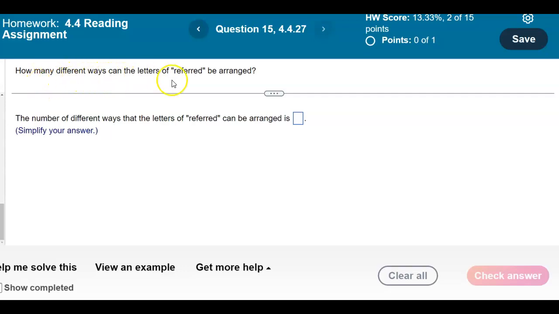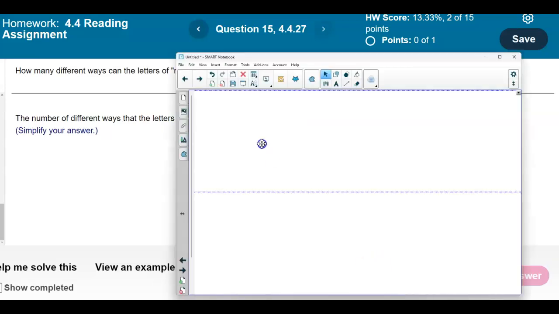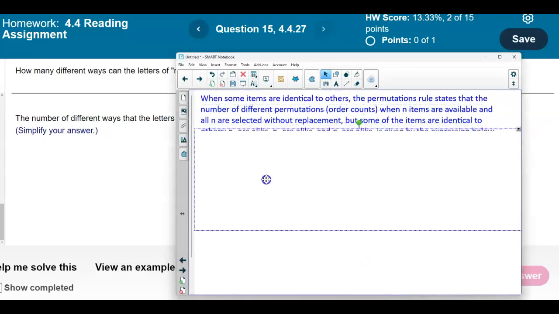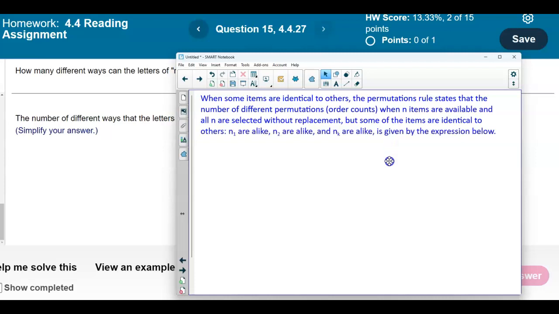How many different ways can the letters of "referred" be arranged? Well, first, when some items are identical to others, the permutations rule states that the number of different permutations, where order counts, when n items are available and all n are selected without replacement, but some of the items are identical to others, where we have n subscript 1 are alike, n subscript 2 are alike, and n subscript k are alike, is given by the following expression.